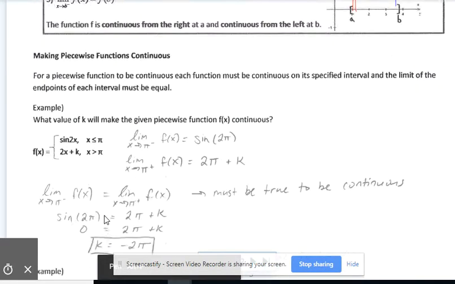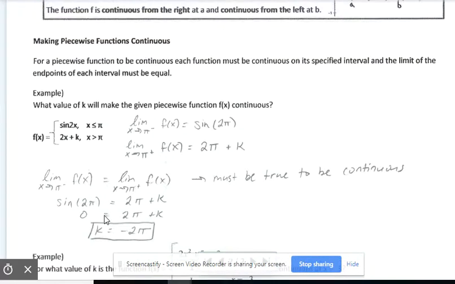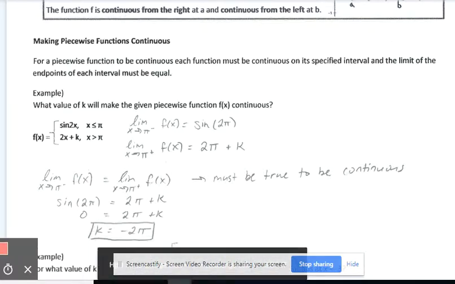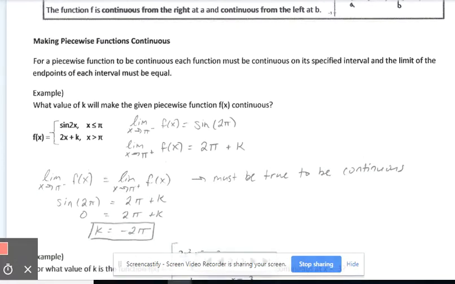All right, one last thing here. Making piecewise functions continuous. So for a piecewise function to be continuous, each function must be continuous on its specified interval, and the limit of the endpoints of each interval must be equal. Okay, so that's kind of saying a lot. So let's just look at this first example here. What value of k will make the given piecewise function f of x continuous?